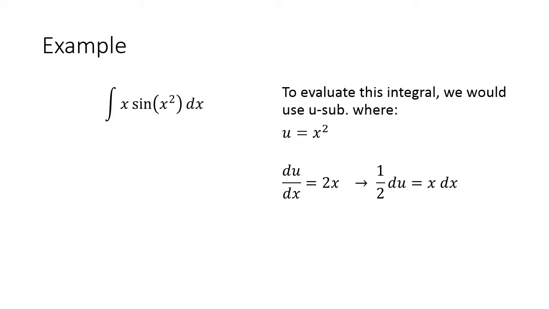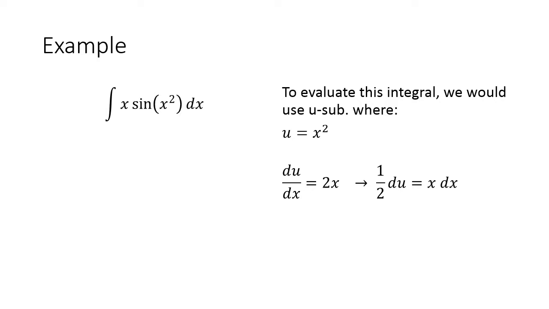For example, this is a typical integral we would have seen in Calc 1. To evaluate this, we know that we would use a u substitution where we would choose u to be equal to x squared. Right? u would be equal to our inside function of the integrand. Then we would have to calculate what is du dx. In this case, well, if u is x squared, du dx is 2x.